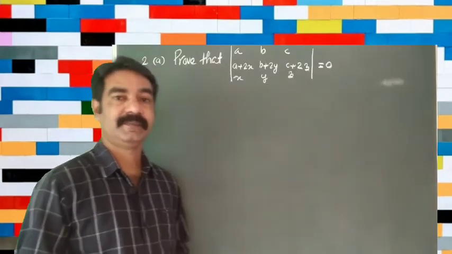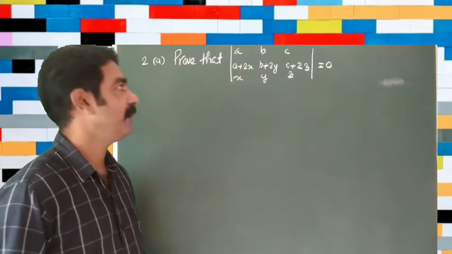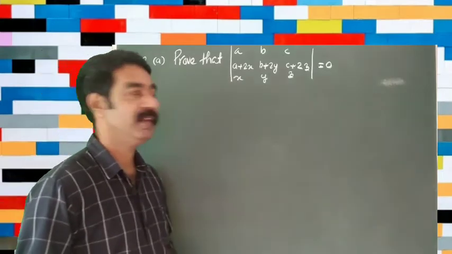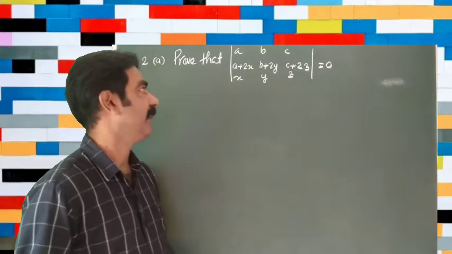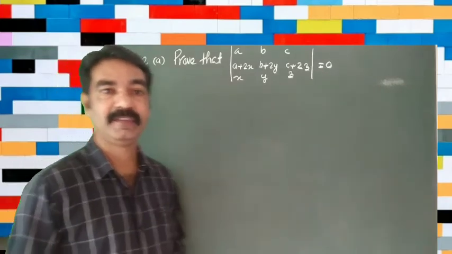Now the second question. The A part of the question is: prove that the determinant of a, b, c; a plus 2x, b plus 2y, c plus 2z; x, y, z is equal to 0. We have to prove that the value of the determinant is 0.